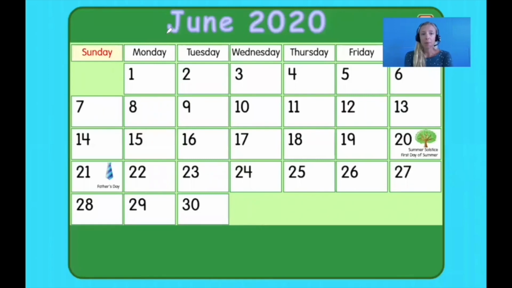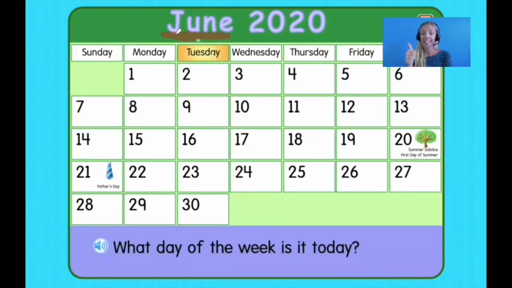At the top of our calendar, we see the month of the year. What month of the year does it say? If you said June, you are correct. This month is June. Next, we see the year. Who can tell me what year it is? If you said 2020, you are correct.